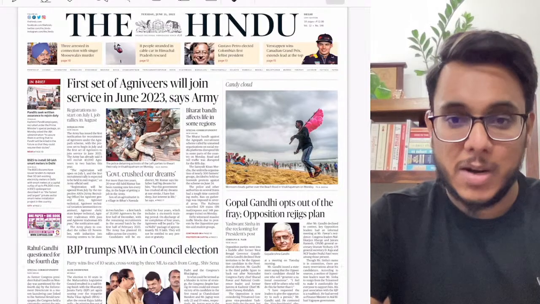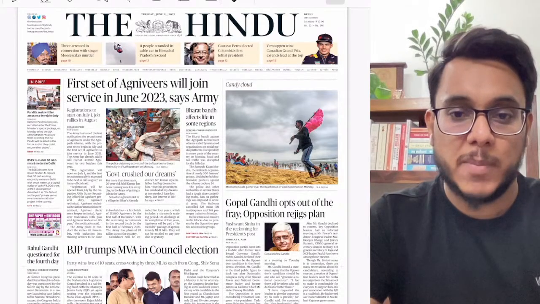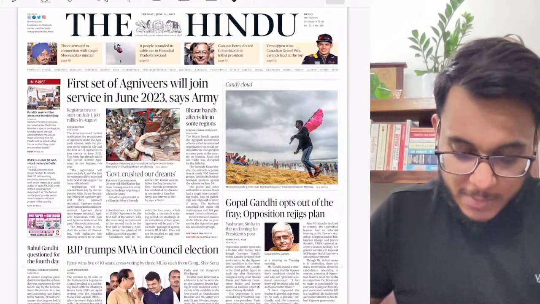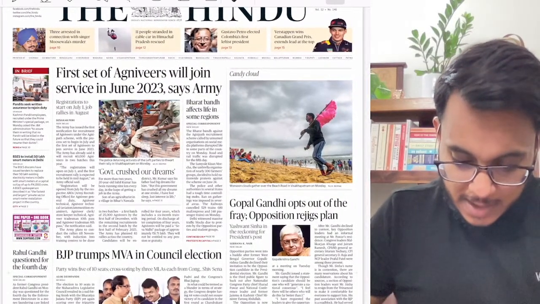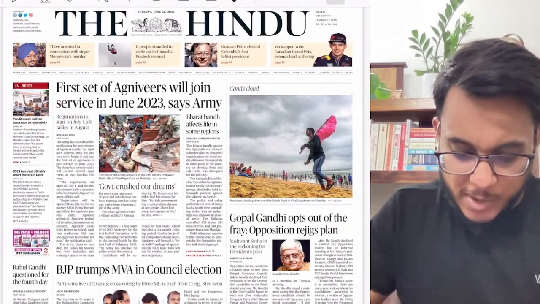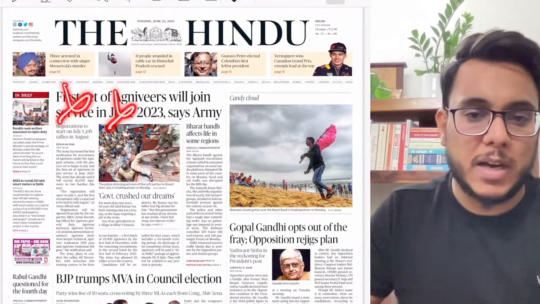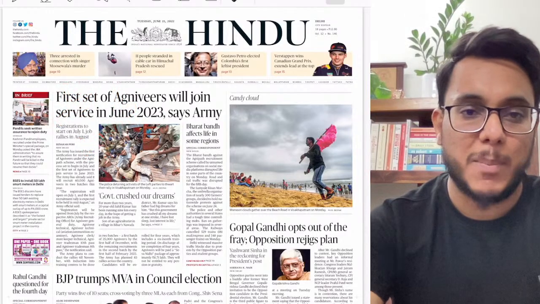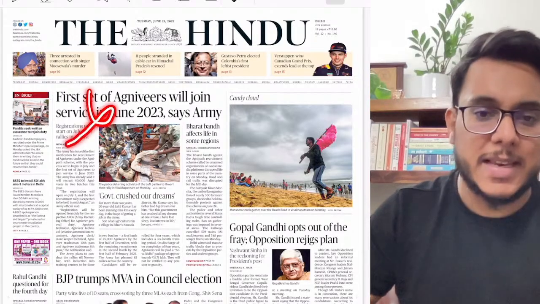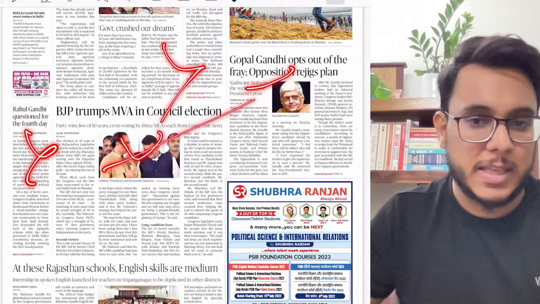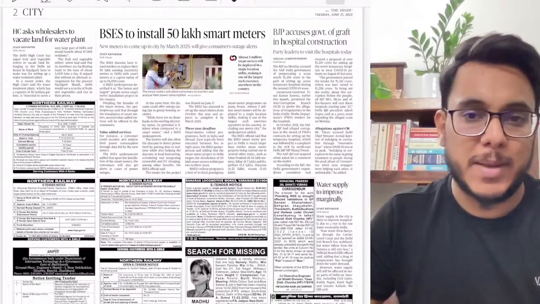Now, first of all, let's take the overview of the entire newspaper so that we can understand which articles will be relevant. So guys, on page number 1, the first article, the first set of Agniveers will join the service in June 2023. Now enough of the Agniveer Agnipath scheme has happened. You don't need to see the everyday development that is coming in this particular direction, so nothing is relevant in this article. Then the political articles etc. have been there. No need to see them, so there is nothing relevant in page number 1.